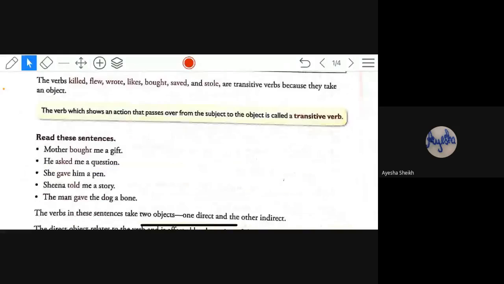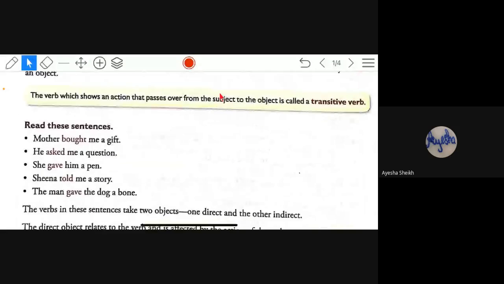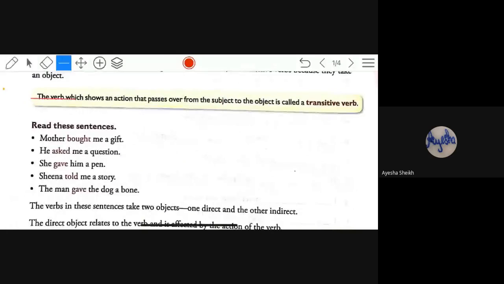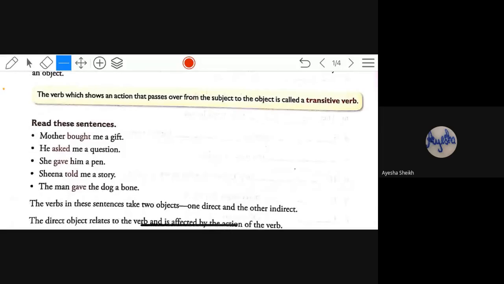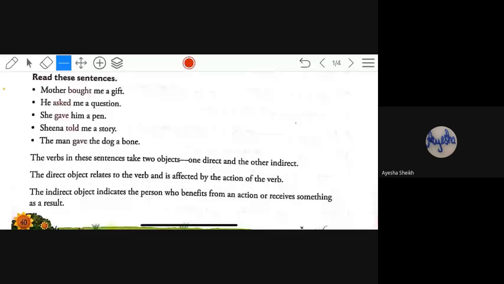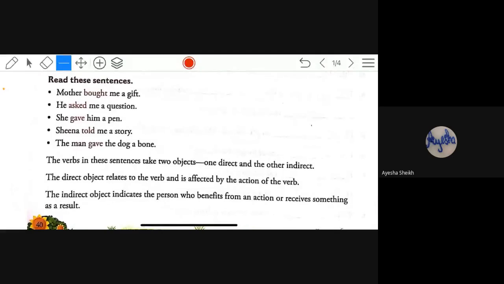Now this definition you have to write and also learn. The verb which shows the action that passes from subject to object is called transitive verb. Sorry, these are also transitive, but objects are given which are indirect objects.